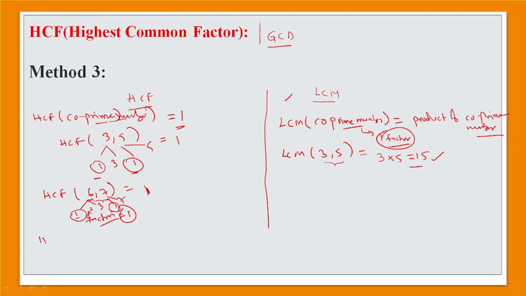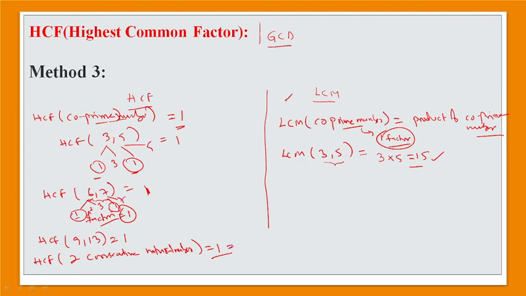Let us consider one more example, HCF of 9 comma 13. For this also the highest common factor is 1 here. So from this we can note one point: HCF of two consecutive natural numbers will always be equal to 1. HCF of two consecutive natural numbers will always be equal to 1.